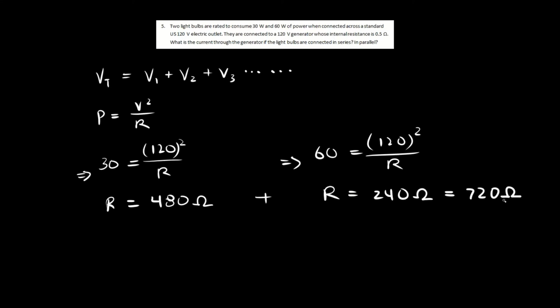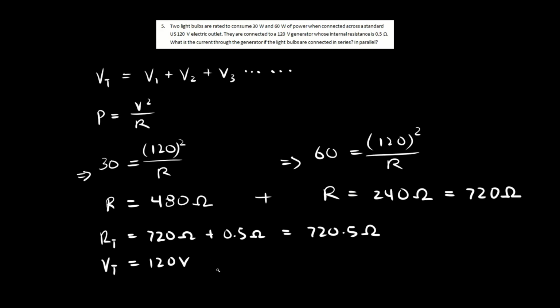Now, when the light bulbs are put into the same circuit as the generator, their total resistance is added to the generator's resistance. So the R total of this circuit is equal to 720 ohms plus 0.5 ohms, which equals 720.5 ohms. We also know from the question that the total voltage inside this circuit is 120 volts supplied by the generator. Remember that this voltage includes the voltage the generator itself uses, as well as the usage of each of the two light bulbs.